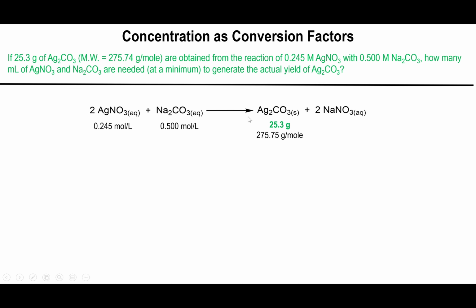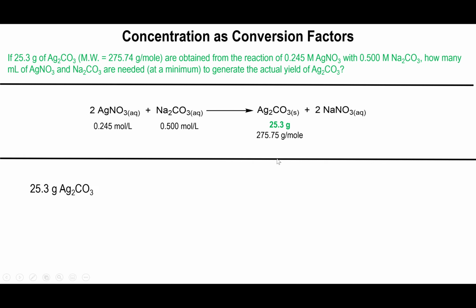Actually 74, but it's okay. That won't make much of a difference. All right, so what we do is we start with that amount. Out of all the numbers, what you should notice is that there's only one number that has just a single unit associated with it, and that's the 25.3 grams of the silver carbonate, right? Everything else has dual units, which implies that those are going to be conversion factors.